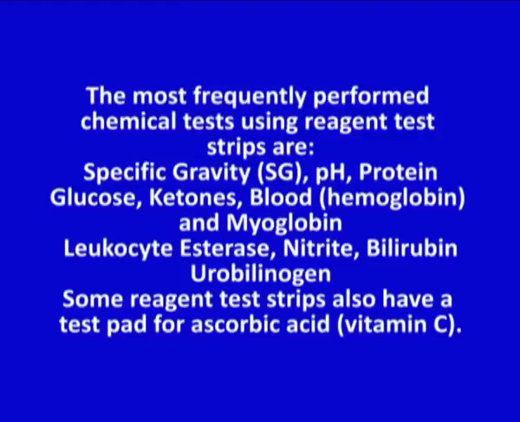The most frequently performed chemical tests using reagent test strips are specific gravity, pH, protein, glucose, ketones, blood, that is hemoglobin and myoglobin, leukocyte esterase, nitrite, bilirubin, urobilinogen. Some reagent test strips also have a test pad for ascorbic acid, that is vitamin C.